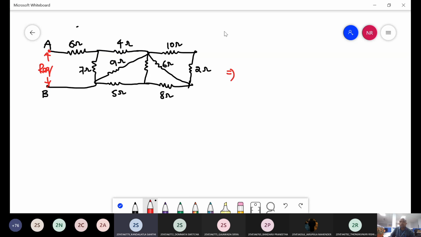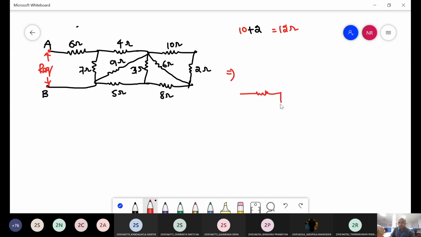Assume it is 1 ohm, or assume it is 3 ohms. So 10 and 2 ohms are series. So 10 plus 2. 10 plus 2 is how much? 12 ohms. Then next level circuit diagram.